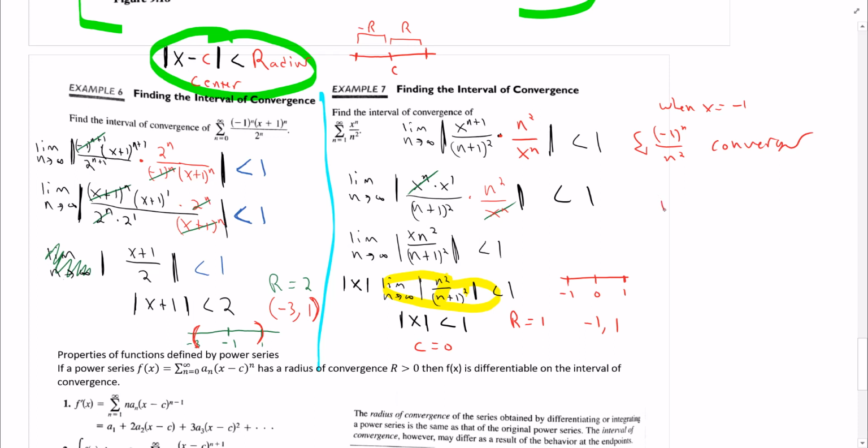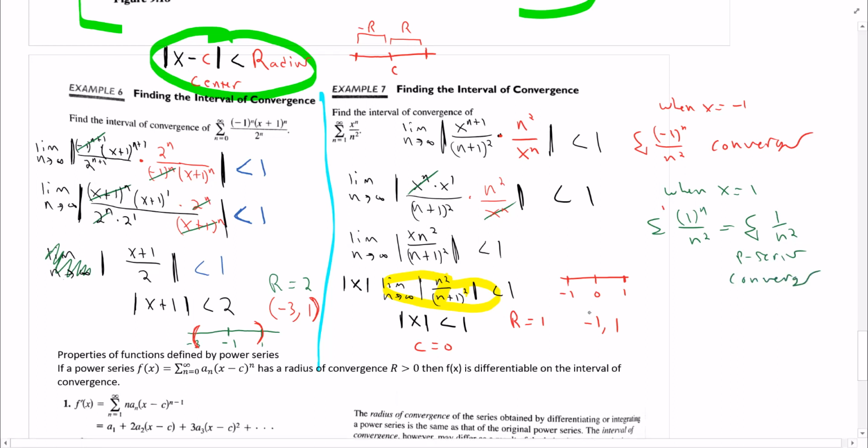And then the next one, we're going to check when x equals +1. Then we're getting the sum from 1 to infinity of 1 over n squared, which is, again, a p series, it converges. So in this case, both endpoints converge, or both endpoints are included because we checked the endpoints and it worked, right?